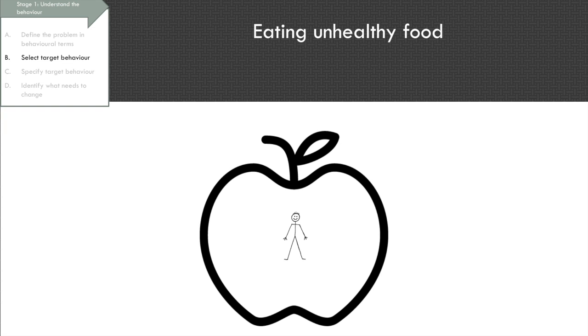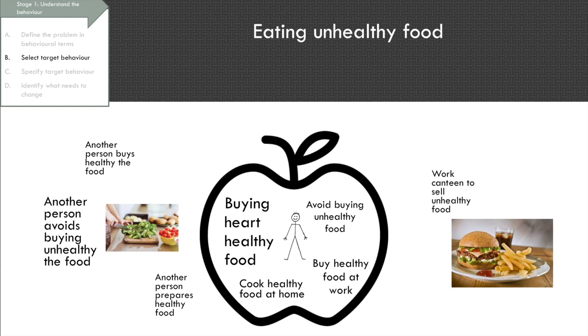For healthy eating to occur, there's a number of other behaviours that are also related to achieve that outcome. And this could be either within the individual themselves or people in their environment, or it could be other factors in their environment that could affect whether or not they eat healthy food.